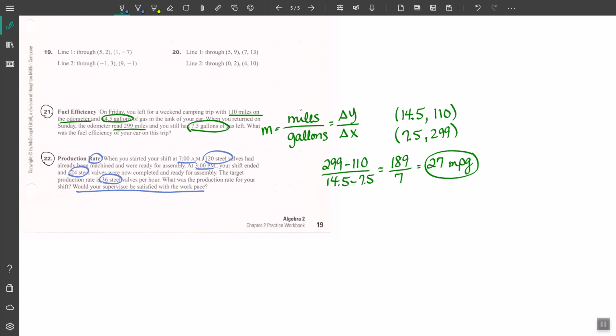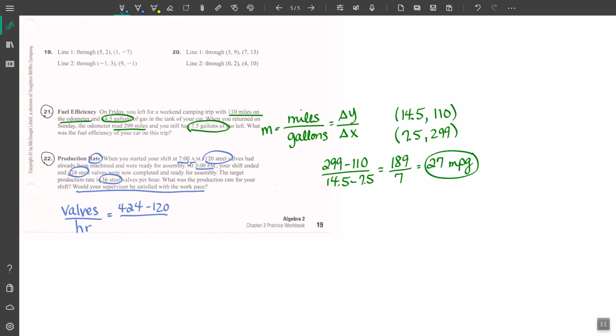So again, we're talking about the number of valves that have been completed and ready for assembly per hour. That's our rate. We can figure out how many valves we have completed by looking at the numbers. When we left our shift, there were 424. When we got there, there were already 120. So we're going to subtract the two of those to find out how many we did on our shift.